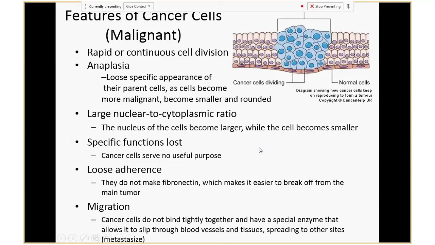Loose adherence just means that these cells aren't able to stick to the normal sides of the cells here, and they're more likely to metastasize. Most of the time they lack the fibronectin that keeps that nice hold in place to the other cells, and they can dislodge into the bloodstream and cause metastasis to the rest of the body.